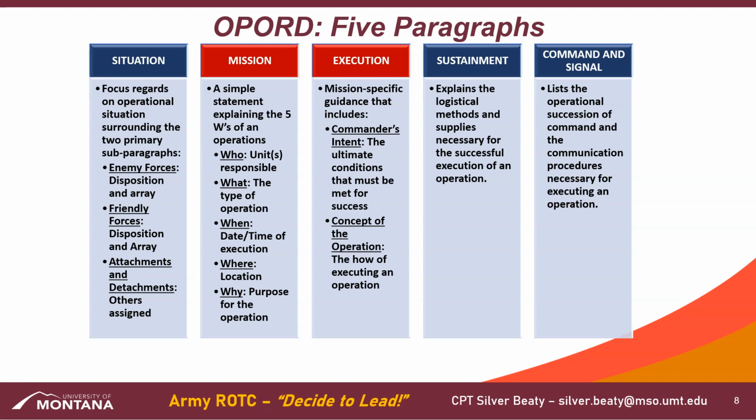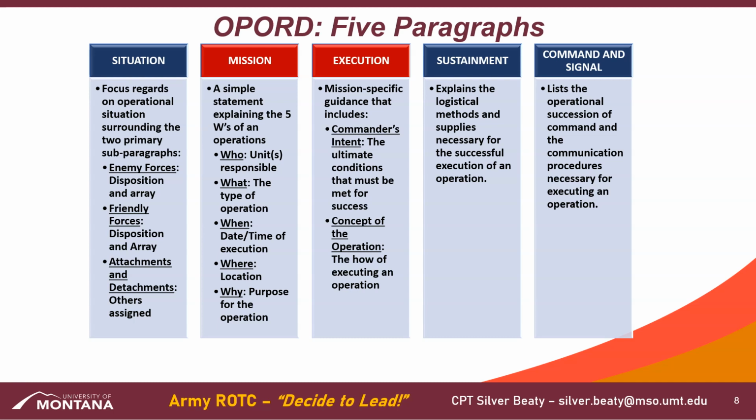Your sustainment paragraph, that's talking about all the supplies and other logistical things that you and your soldiers need in order to successfully complete this. And then your command and signal. What's important about this one at the MS1 level is just understanding the succession of command. That simply means who's in charge, and if that person goes down, who's next up, and who's next up after that. So if you think about the American government, we've got the president, the vice president, the Speaker of the House, all of these different parts and pieces that have a specific succession of command in case whoever's in command is no longer able to do that position.